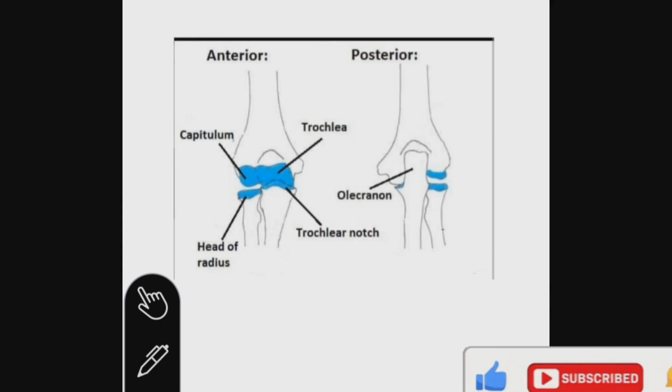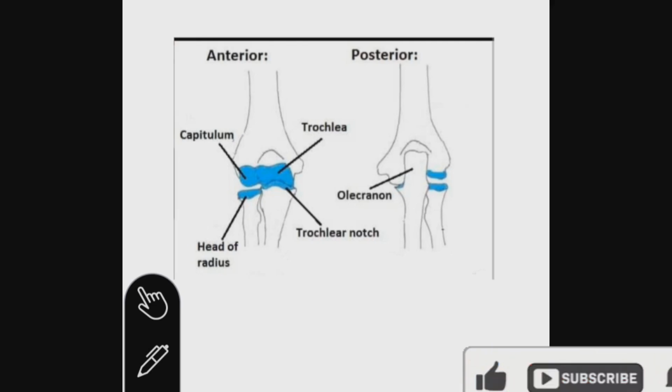The blood supply is from the cubital anastomosis around the elbow, which is formed by the recurrent branches and collateral branches of the brachial artery. The nerve supply is by the ulnar nerve, the radial nerve, the median nerve, and the musculocutaneous nerve. The elbow joint does flexion, which is performed by the brachialis, biceps brachii, and the brachioradialis muscle. Then extension by the triceps brachii and the anconeus.